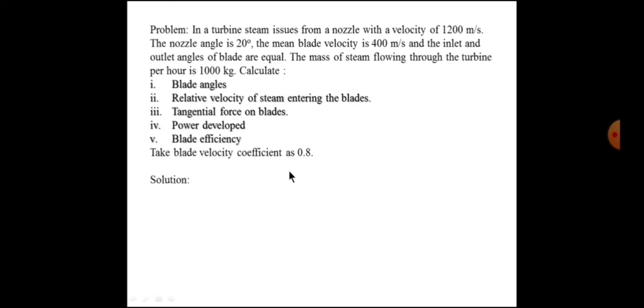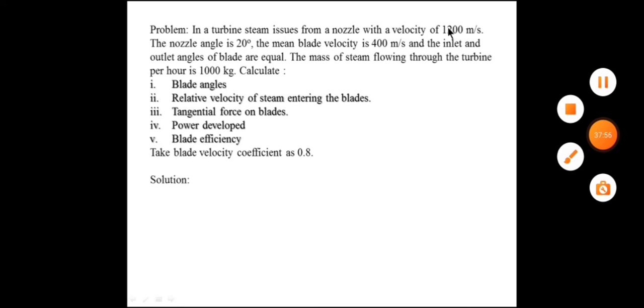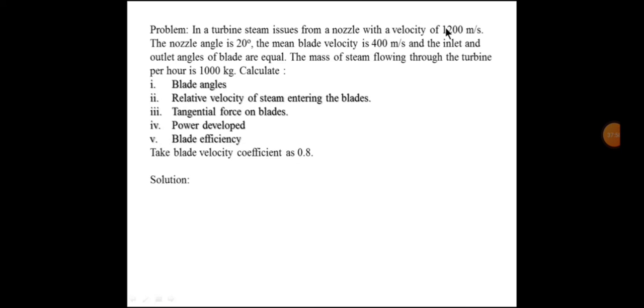Now starting with the solution, we'll read the question again for writing down the given conditions. In a turbine, steam issues from a nozzle with a velocity of 1200 meter per second. So this is the absolute velocity at inlet, denoted by V1. So V1 is equal to 1200 meter per second. The nozzle angle is 20 degree, that means alpha is 20 degree. The mean blade velocity is 400 meter per second, that means U is equal to 400 meter per second.